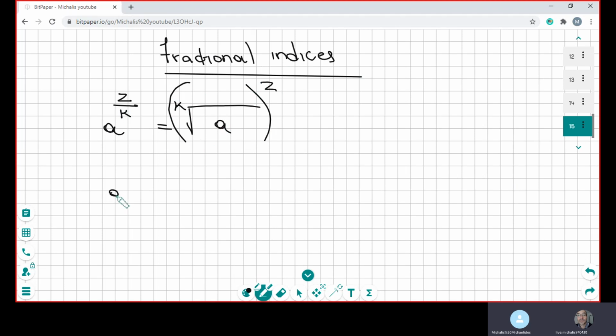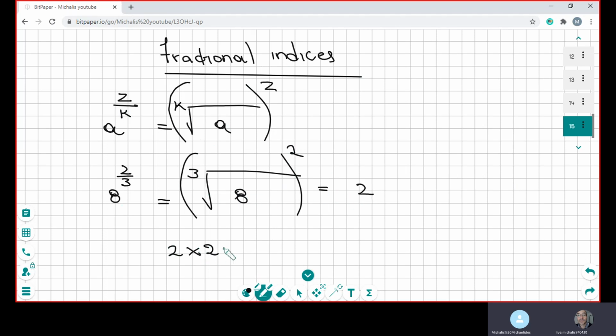For example, if I have a to the power of 2 over 3, I can write this as a cubic root because of the 3 denominator, and the 8 goes under the root, and this I raise to the power of 2. So the cubic root of 8 is 2, because 2 times 2 times 2 is 8.